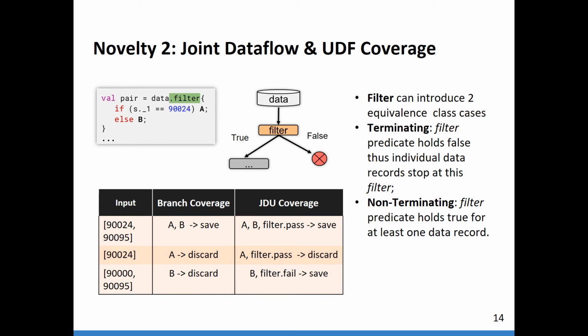For example, suppose that we are filtering data records based on the zip code column. So when the input is mutated to 90000 and 90095, it doesn't exercise a new branch, but it leads to a previously untested terminating case in which none of the data records passes the filter.